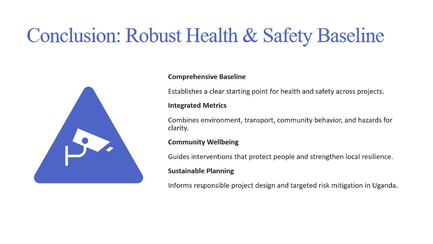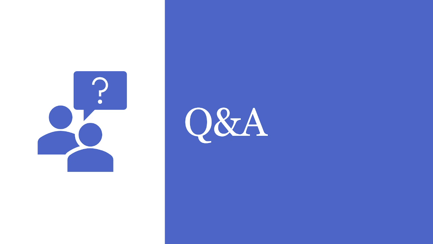So in conclusion, a robust health and safety baseline establishes a clear starting point for health and safety across projects, combines environment, transport, community behavior, and hazards for clarity, guides interventions that protect people and strengthen local resilience, and then informs responsible project design and targeted risk mitigation in most of the projects implemented in Uganda. So this marks the end of our presentation.